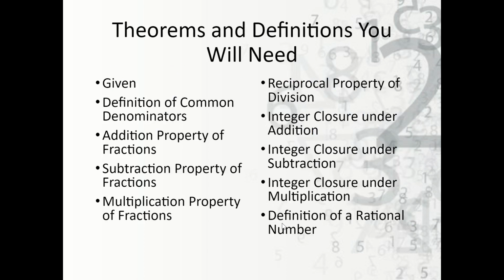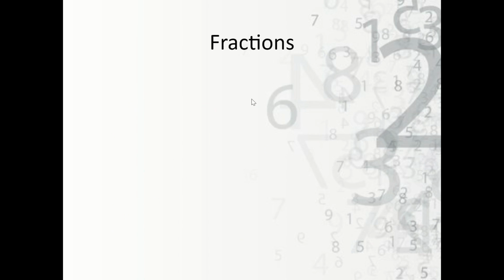Here are some theorems and definitions that you'll need to use for your assignment. Given, definition of common denominators, the addition property of fractions, subtraction property of fractions, multiplication property of fractions, the reciprocal property of division, integer closure under addition, integer closure under subtraction, integer closure under multiplication, and definition of a rational number. So everything that you need for your proofs are on this slide.